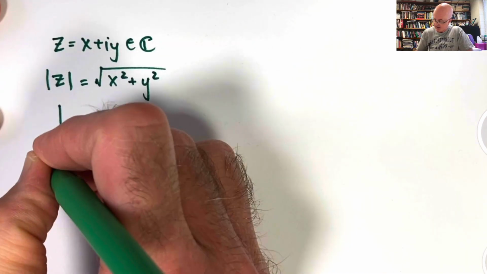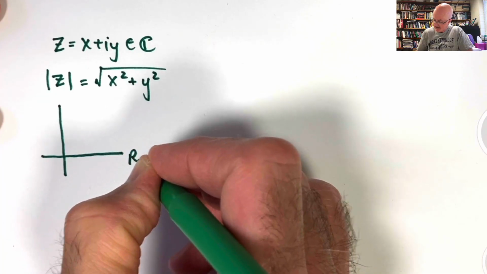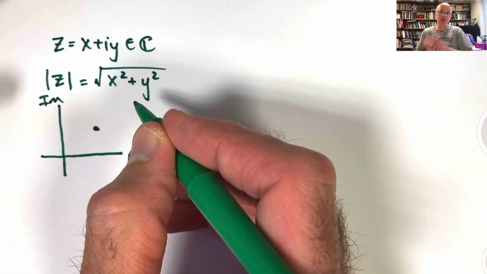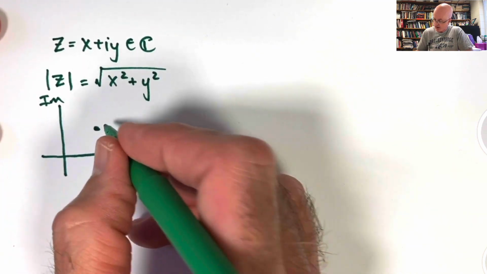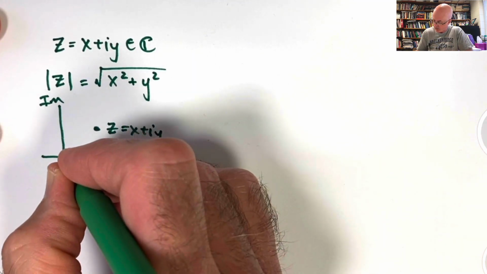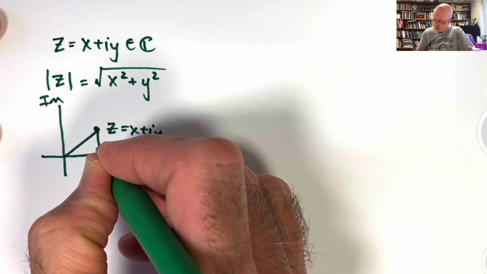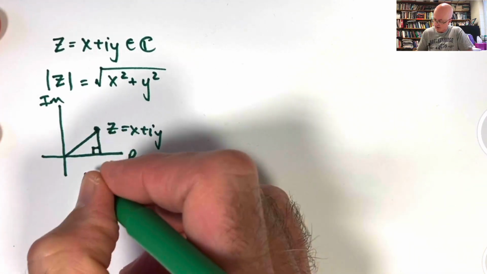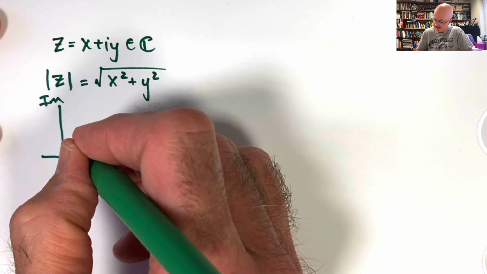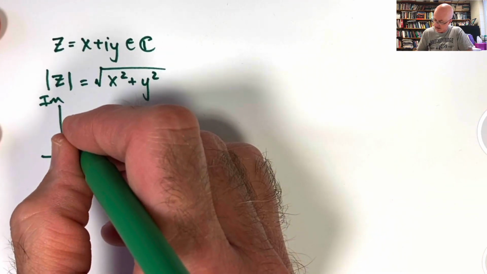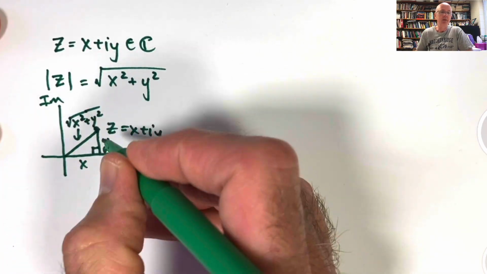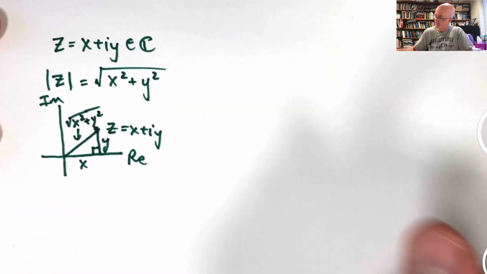Geometrically speaking, if we plot z in the complex plane, this quantity represents two things. As a point, it represents the distance between this point and the origin. That can be seen by applying the Pythagorean theorem. Draw a right triangle, label this side x, this side y, and this side, by the Pythagorean theorem, will have length square root of x squared plus y squared. That will be the distance between z and the origin.